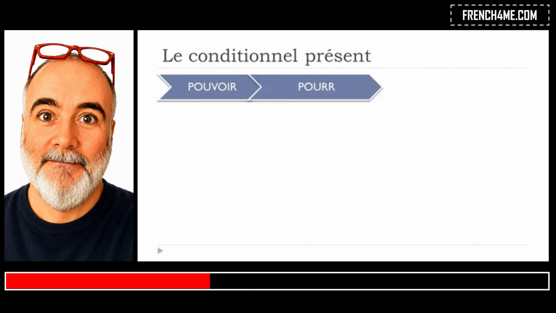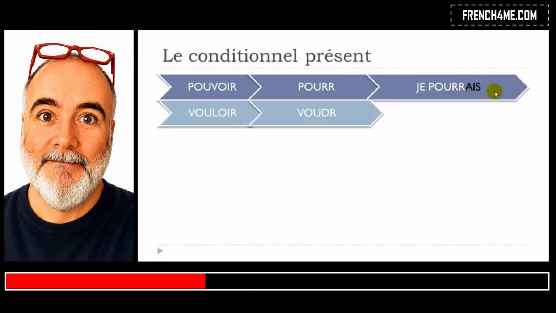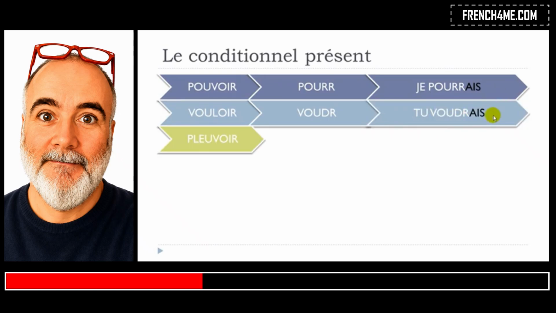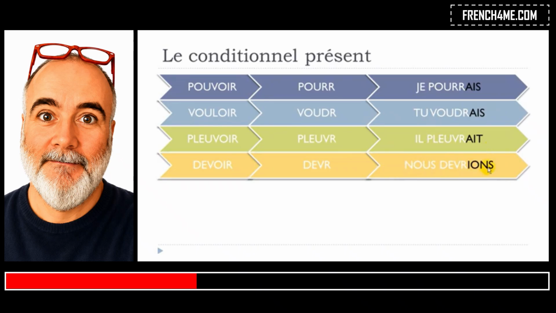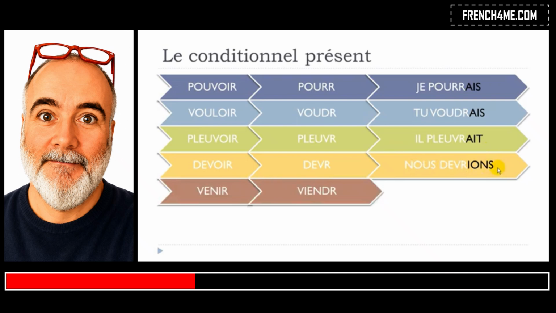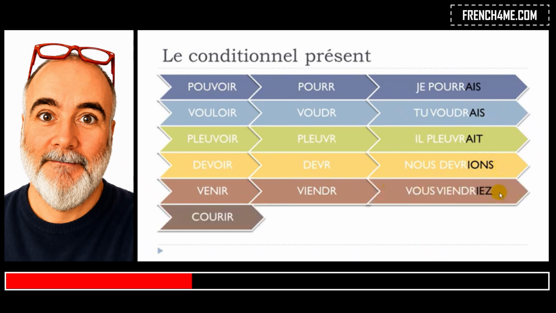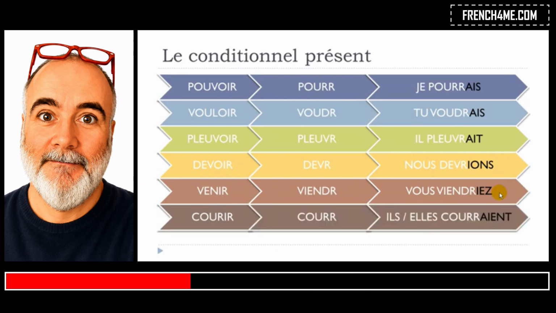Pouvoir will become pourr. Je pourrais. Vouloir will become voudr. Tu voudrais. Pleuvoir will become pleuvr. Il pleuvrait. Devoir will become devr. Nous devrions. Venir will become viendr. Vous viendriez. Courir will become courr. Il courrait, elle courrait.